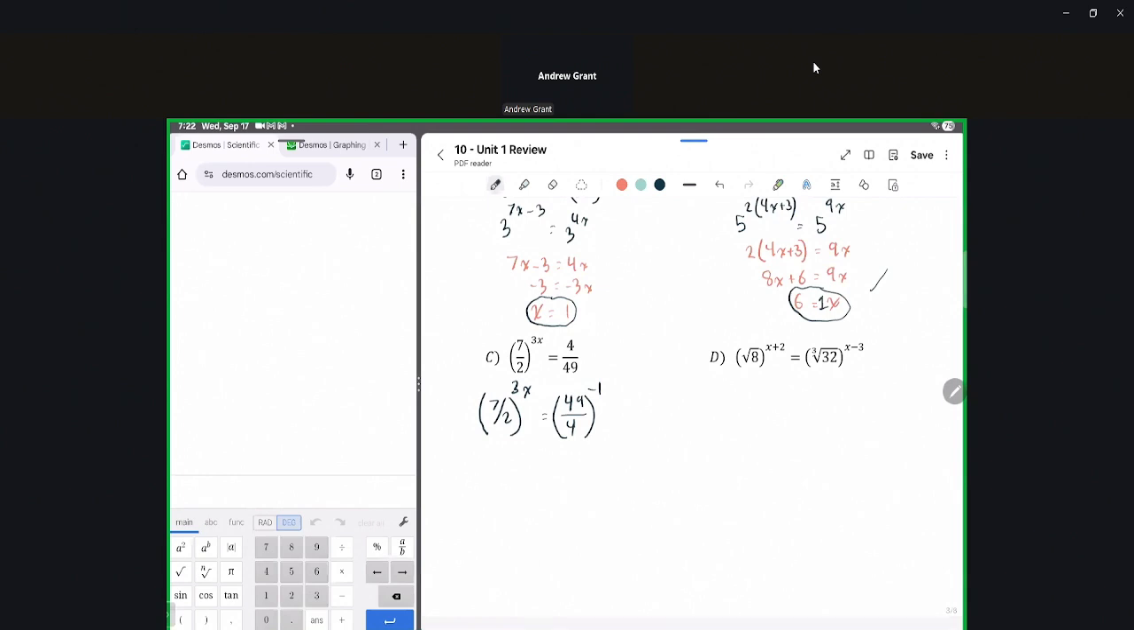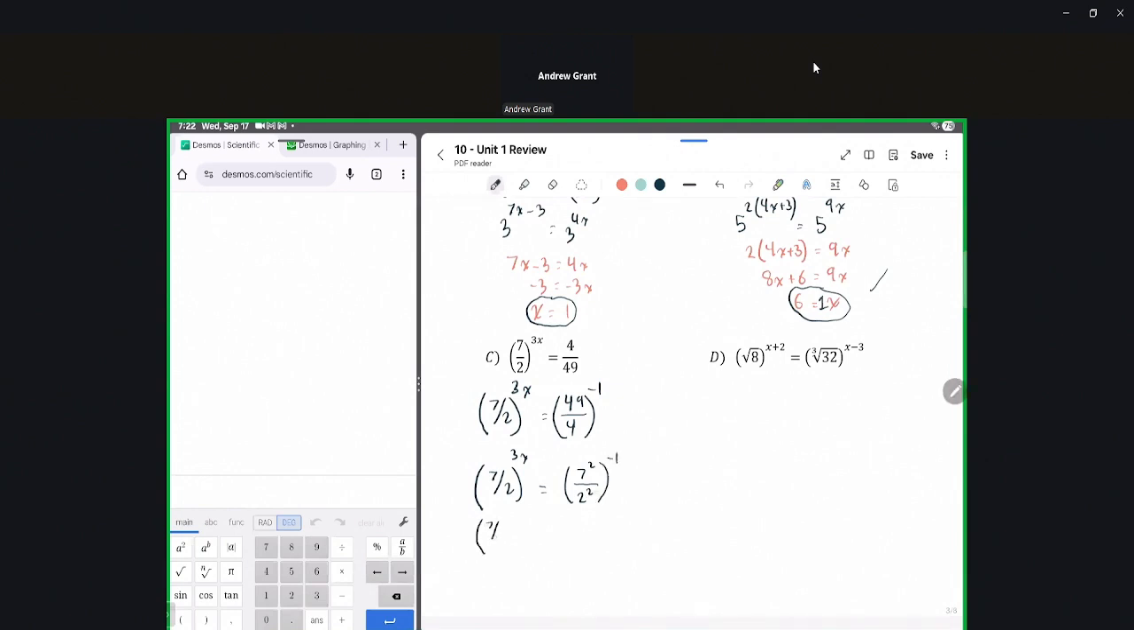Okay, so now let's continue on. 49 over 4. Well, 49 is the same thing as 7 to the power of 2. 4 is the same thing as 2 to the power of 2. And so what we end up with, 7 divided by 2 to the power of 3x is equal to 7 to the power of 2 divided by 2 to the power of 2, all to the power of negative 1.